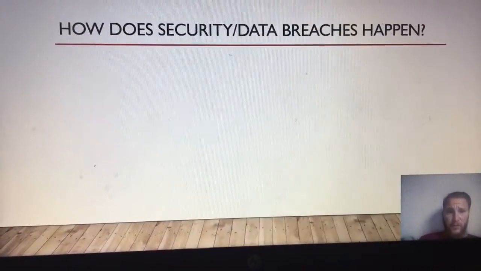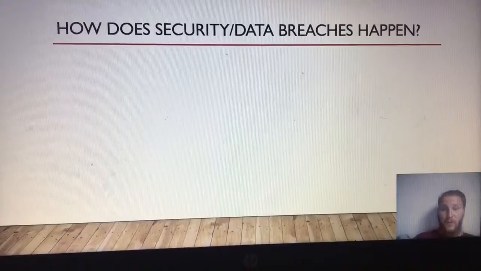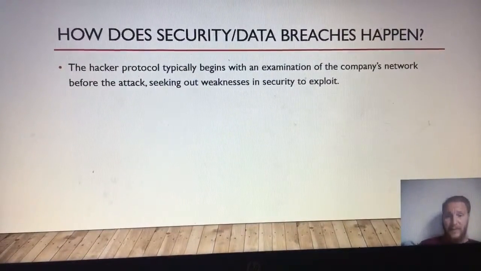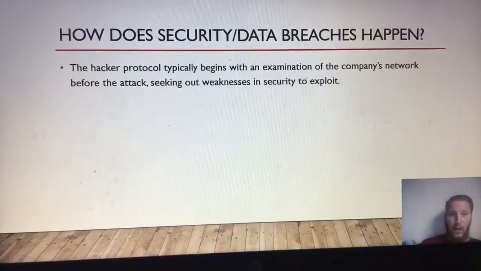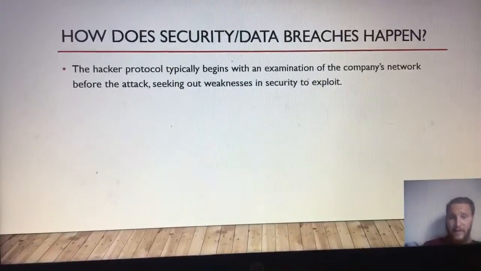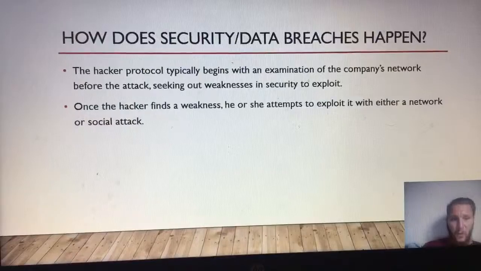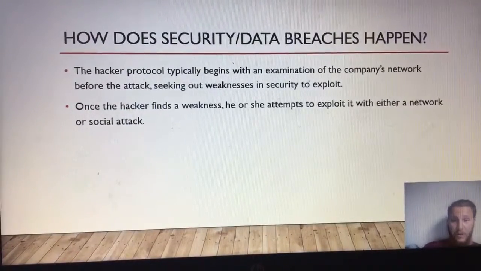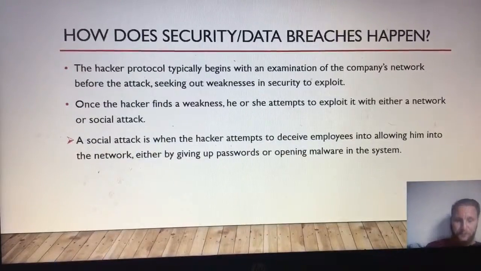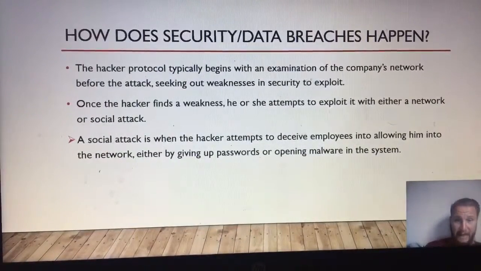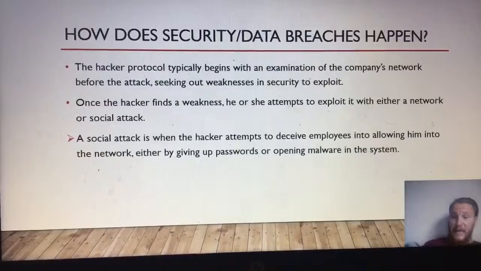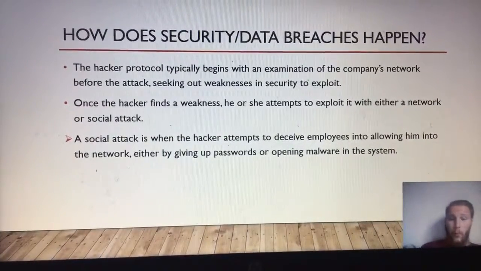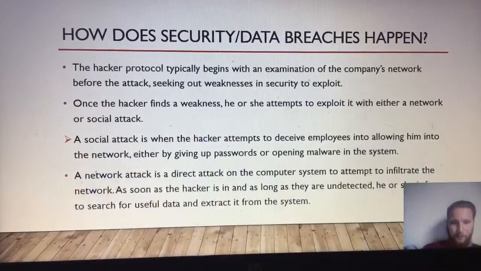Next, let's talk about the question: how do data breaches happen? The hacker protocol typically begins with an examination of the company's network before the attack, seeking out weaknesses and security holes to exploit. Once the hacker finds a weakness, he or she attempts to exploit it with either a network or a social attack. A social attack is when the hacker attempts to deceive employees into allowing him into the network, either by giving up a password or opening malware in the system.